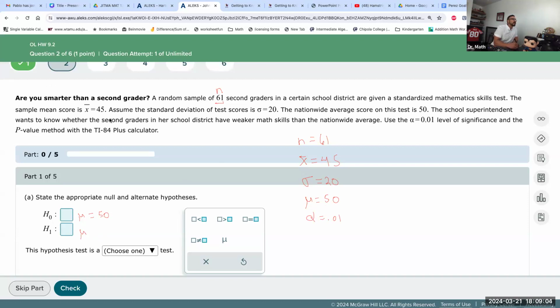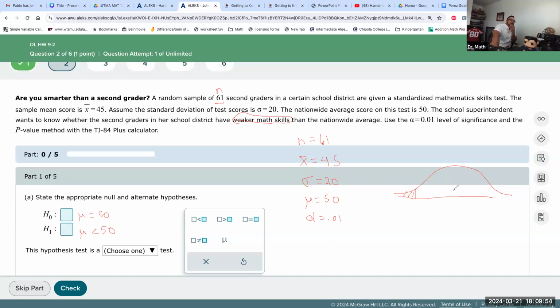The superintendent wants to know if the second graders have weaker math skills nationwide. So I have to think about this. If it's weaker math skills, are they going to have a lower skill set, lower points or higher points? What would you guys say? What would the scores be? Higher or lower? Lower. Right, so they'll be lower. And because we have a less than, then we know our hypothesis is going to be a one-tailed, a left-tailed test. So when I draw this, I'm going to have a left-tail test.